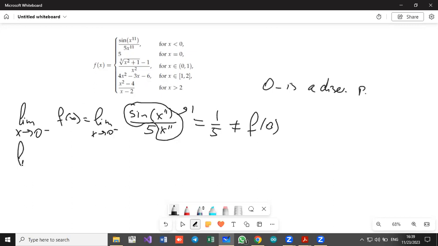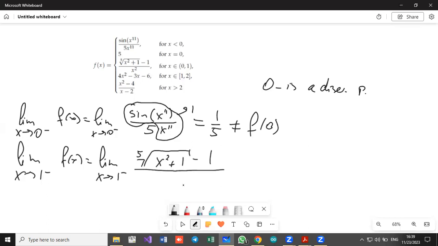Now, the limit at 1 from the left side of our function f of x equals the limit as x tends to 1 from the left side. On the left side, our function is defined as the 5th order root of x squared plus 1, minus 1, divided by x squared. How can we calculate this limit, guys?